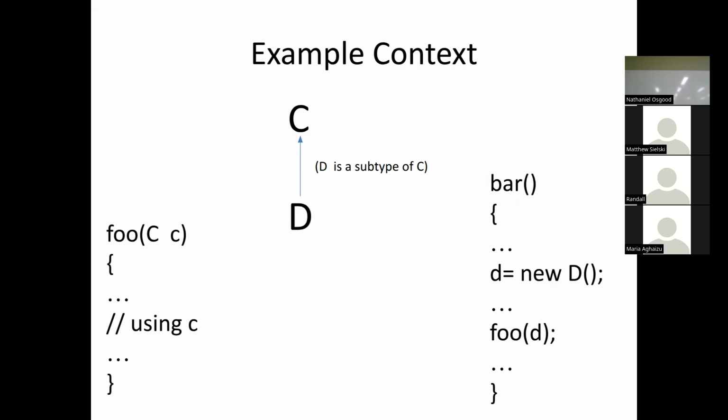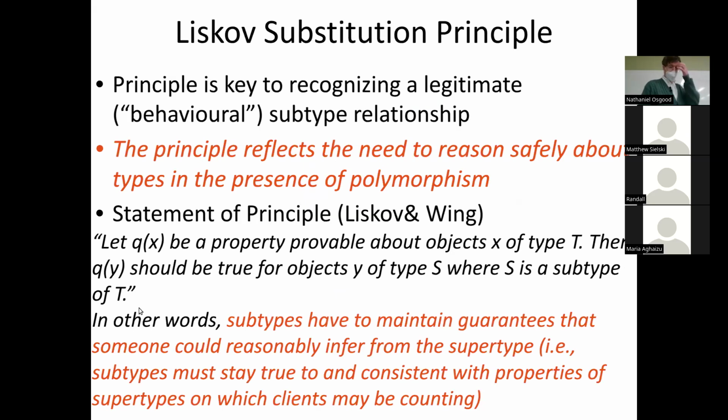When the code of foo was written, D may not have even been a speck in the cosmic eye. It may not have been a type that was yet created. C may have been the type around, and D was created long after the code for foo was created. And we want to be able to safely pass Ds as if they were Cs to code that relies on manipulating Cs. This is what the Liskov substitution principle is about: how to do that safely. And this principle is key to recognizing a legitimate subtyping relationship, what's called a behavioral subtype relationship. Okay?